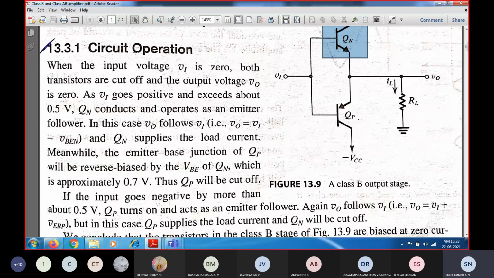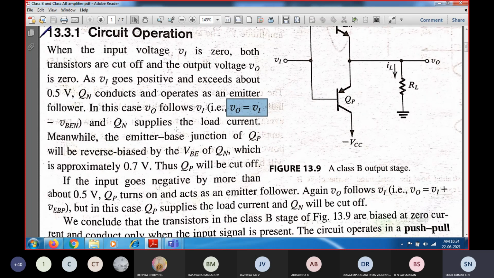The same thing has been written over here, circuit operation. When Vi is equal to 0, both the transistors will be cut off, and output voltage will be 0. Whenever the input voltage is positive and exceeds about 0.5, here VB will be equal to 0.5, the QN conducts and operates as an emitter follower, and we can see Vo will be equal to Vi. That means the output is going to follow the input, Vi minus VBN, so that VBE drop will be there.